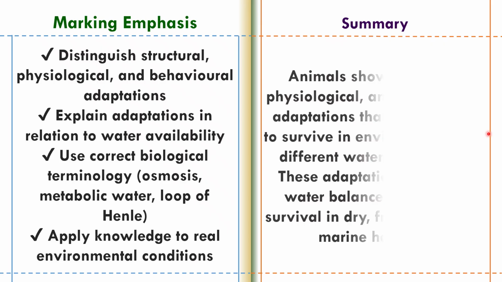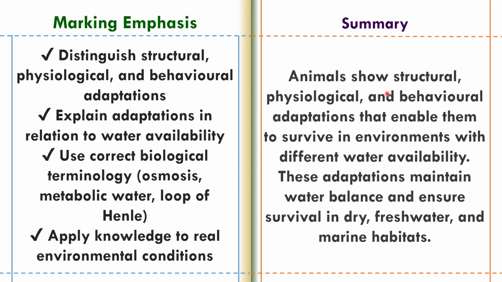Summary: animals show structural, physiological, and behavioral adaptations that enable them to survive in environments with different water availability. These adaptations maintain water balance and ensure survival in dry, freshwater, and marine habitats.